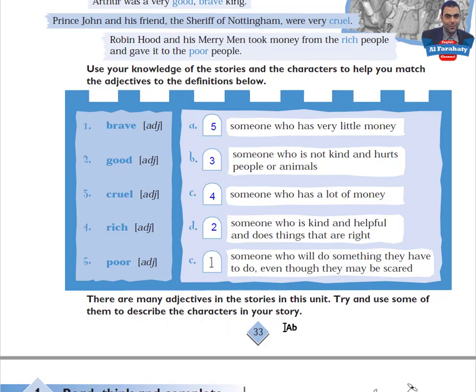Do you remember your story? How the zebra got its stripes? Try to use some of the adjectives in the stories in this unit in order to describe the characters in your story. By this, we've achieved the aims of these 2 lessons.